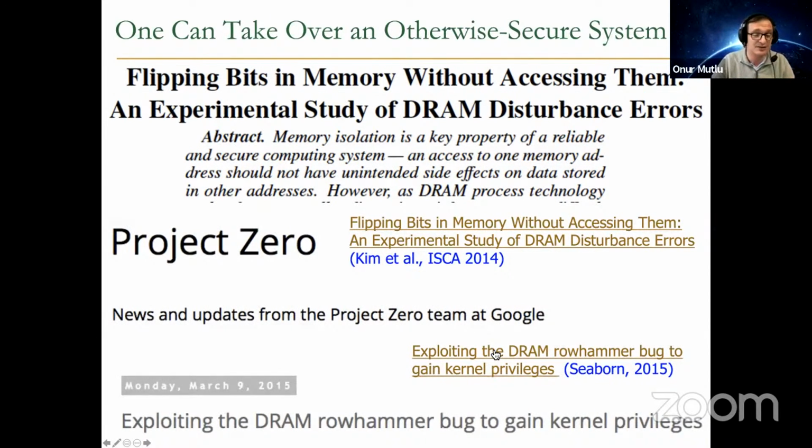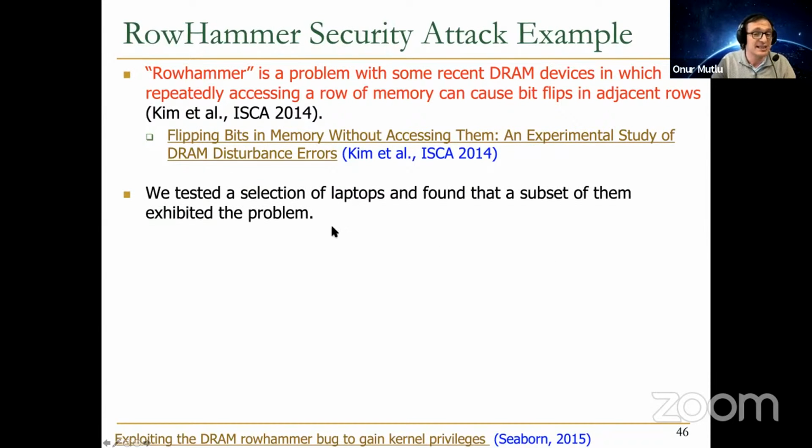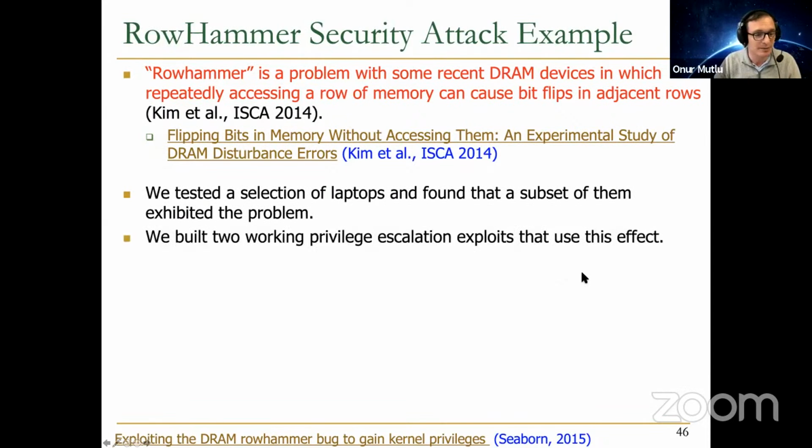Basically, a year later, after our study, this is a copy paste from their blog post, which you can find in this link over here. A year after our study, they said they learned about the problem from our paper. They tested a selection of laptops and replicated the RowHammer problem. It's always good if someone else, completely independently of you, replicates the problem clearly. And they built two attacks. One attack is very interesting.